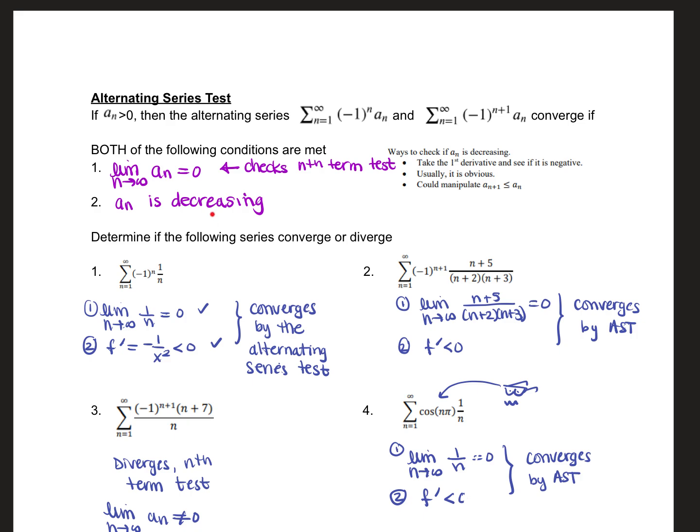There are two ways to show this. One, you can show that the first derivative is less than 0, or you can show that a_(n+1) is less than or equal to a_n for all n. Do not say the first and second term it works for. It has to work for all of them.